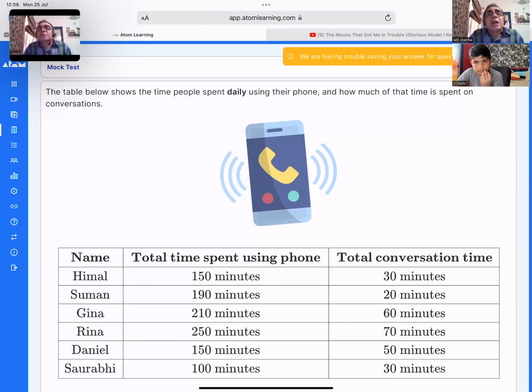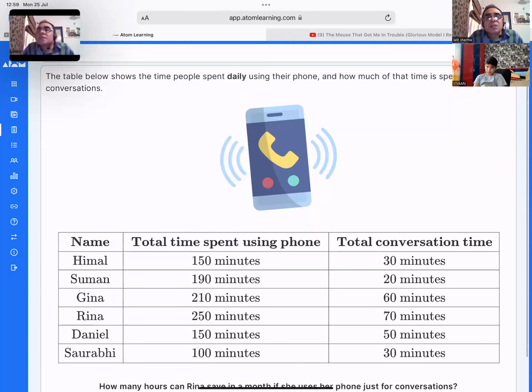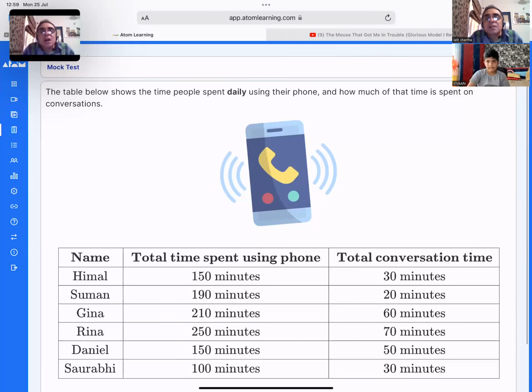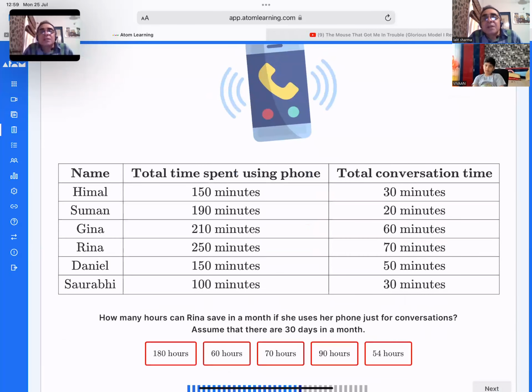Here, next question. The table below shows the time people spend daily using their phone and how much of that time is spent on conversation. So total time spent and total time spent on conversation are two different things. The question should be below. How many hours can Rina save in a month? You need to scroll up. Can save in a month if she uses her phone just for conversation. Assume that there are 30 days in a month. Now let's see Rina. She spends 70 minutes total conversation.